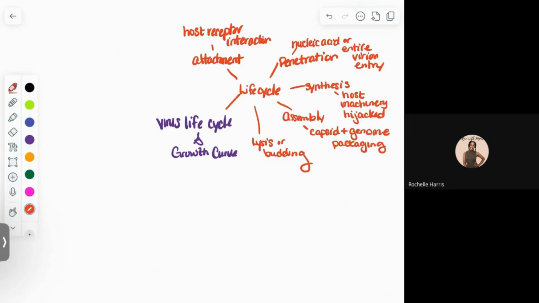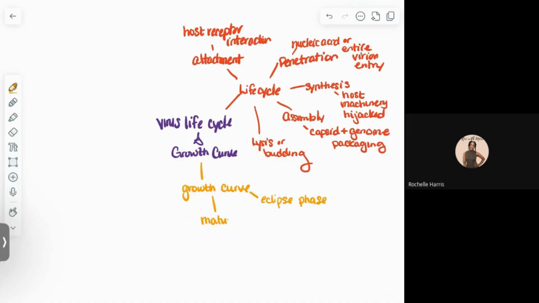After viral entry, the eclipse phase is observed, in which no infectious particles are detectable because virions have disassembled and the viral genome is being expressed and replicated. This phase highlights the hidden intracellular replication that is invisible to assays measuring extracellular virions. The maturation stage follows, marked by the assembly of capsids, packaging of genomes, and formation of infectious particles within the host.